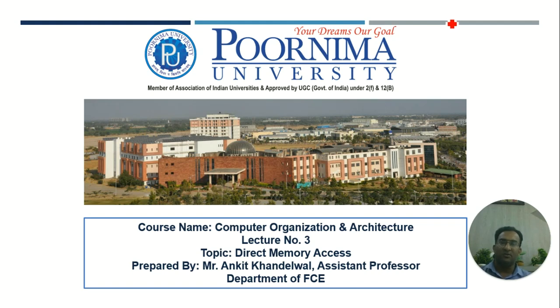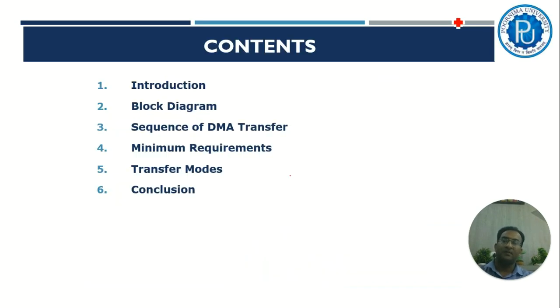We are having a discussion on the course Computer Organization and Architecture, and the topic of discussion is Direct Memory Access. The contents of the lecture are as follows. First of all, we will see the purpose of DMA, why the DMA is used in the computer system. Basically, the use of DMA is to transfer the data between the peripheral unit and the memory, or vice versa, directly, without involving the central processing unit.